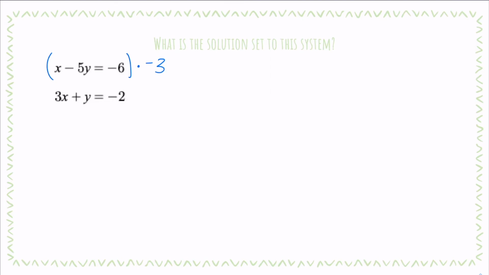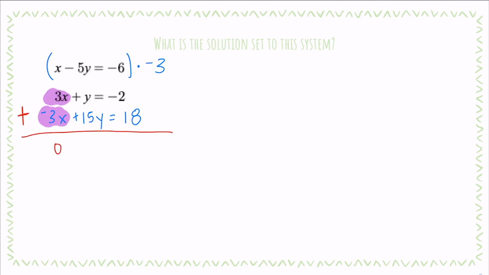So let's practice that. We distribute that -3 to every term in the equation. So x times -3 gives us -3x. -5y times -3 gives us a positive 15y. And then -6 times -3 gives us a positive 18. Now that we have additive inverses with our x terms, see that? 3x and -3x, we can begin our solving process. So we add our equations.